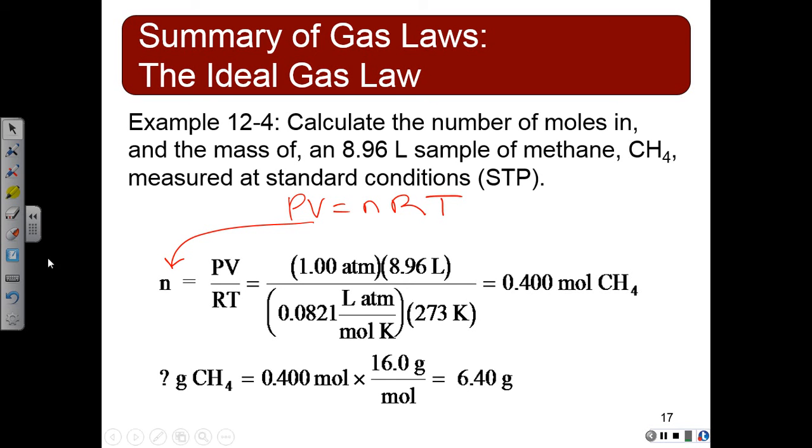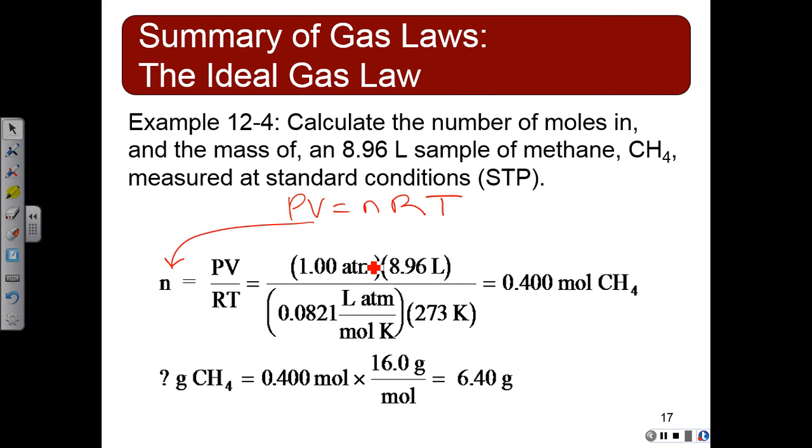We're given liters, which is nice. If I was given milliliters, what would you have to do? If I gave you 8,960 milliliters, you would have to convert that to liters, so be sure you can do that. So there's your volume, there's your R that's given, and your temperature is 273 because it says it's at STP.